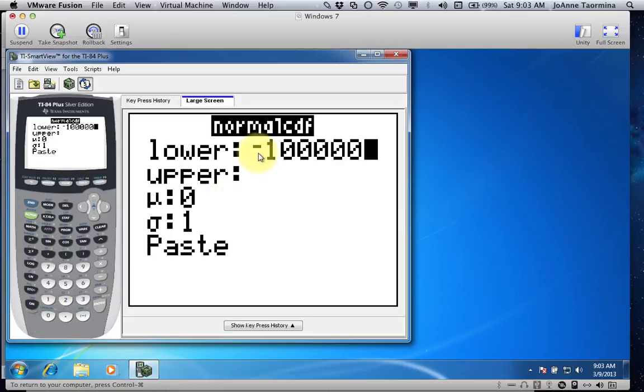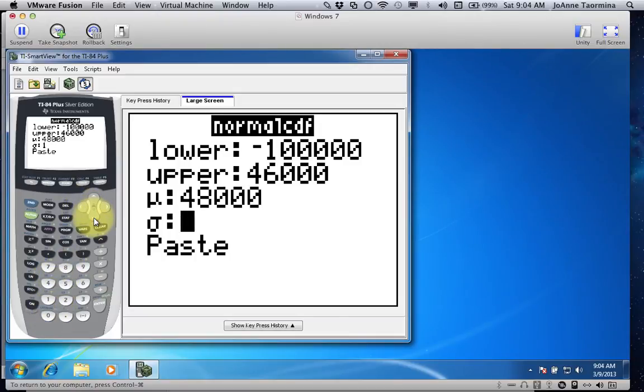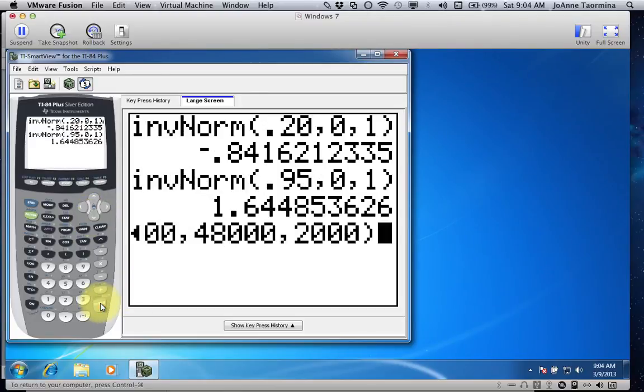So from a value on the left of negative 100,000 all the way to a value on the right of 46,000. I put too many zeros. There we go. A mean of 48,000. A standard deviation of 2,000. And we go down to paste. We hit enter.